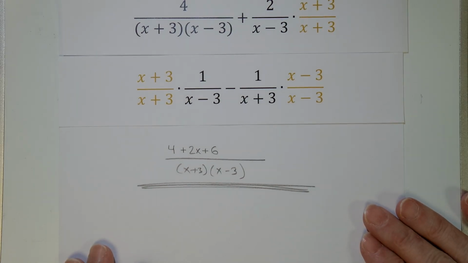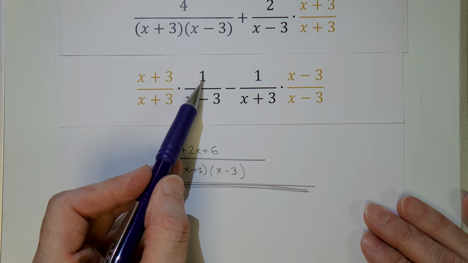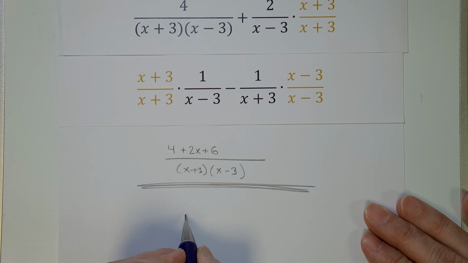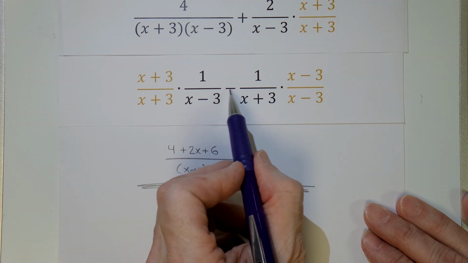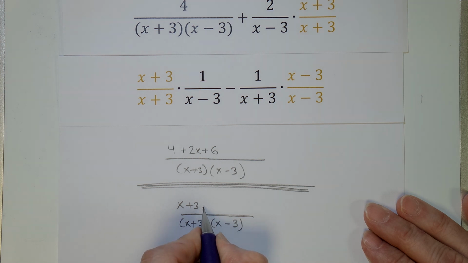For my denominator, I'm going to reverse distribute the positive 1 by x plus 3, so that I end up with x plus 3 for my first part of the fraction. And again, this is over the common denominator of x plus 3 and x minus 3. For my second term, I'm going to distribute a negative 1 through x minus 3. So I end up with negative x plus 3.